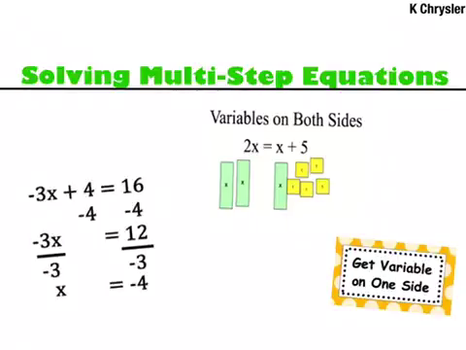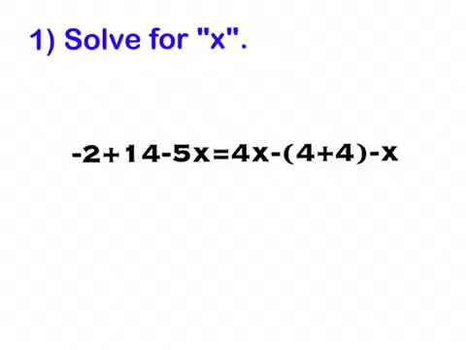Hello, today I'm going to be teaching you guys how to solve multi-step equations. So this is the problem we're going to be solving: negative 2 plus 14 minus 5x is equal to 4x minus 4 plus 4 minus x.